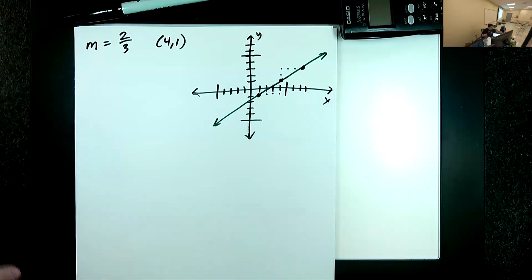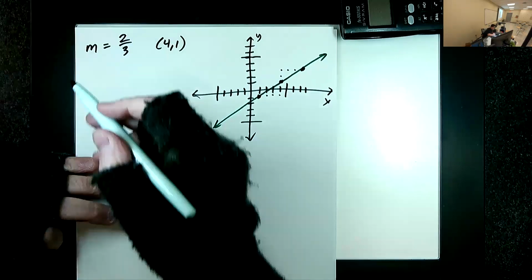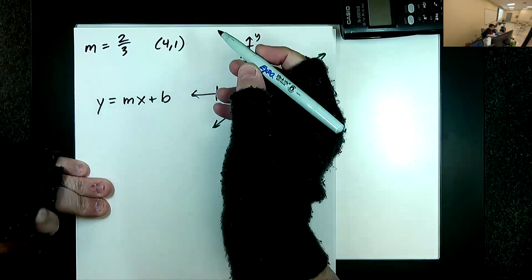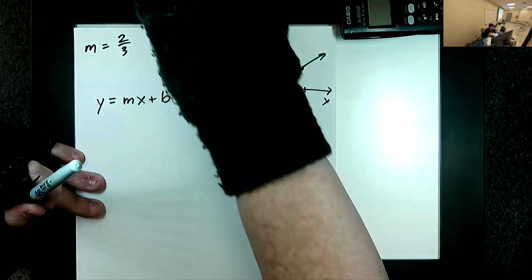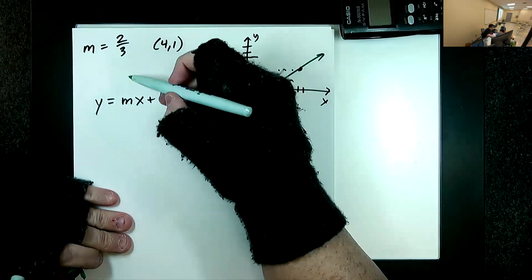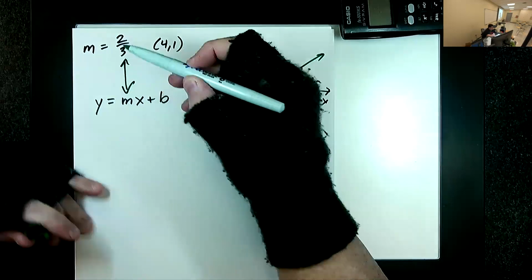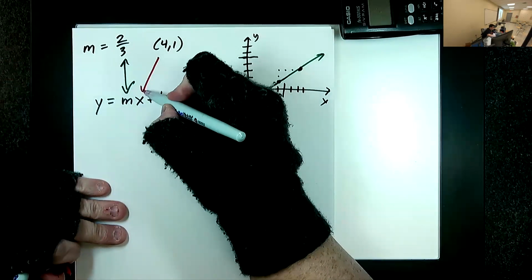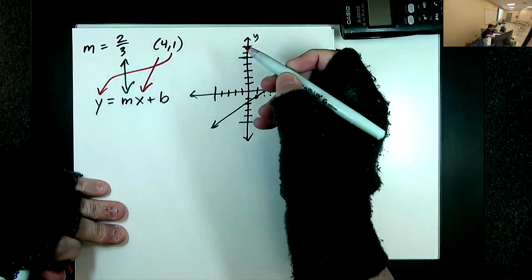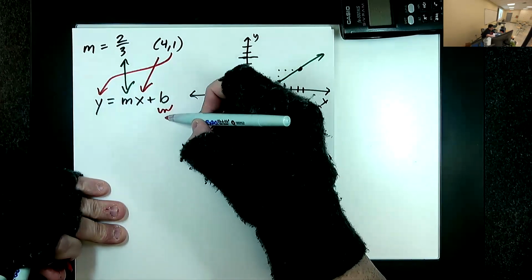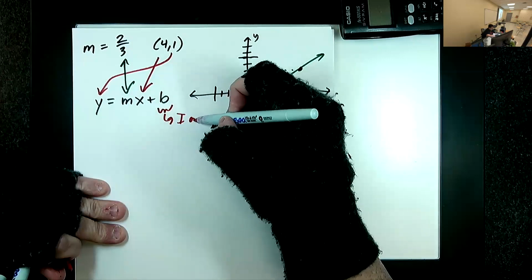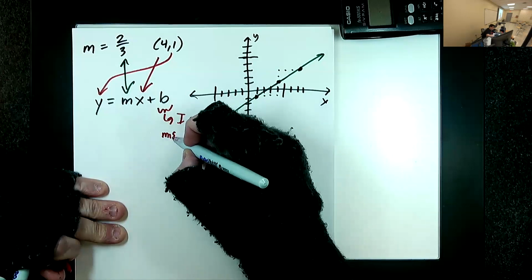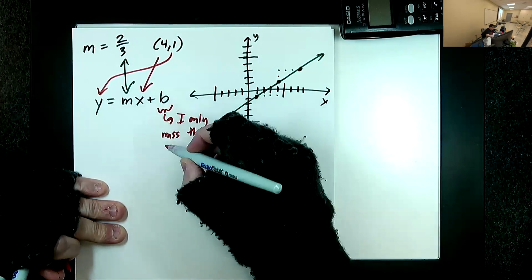So if I want to write an equation, here's one way we can do it. Start with y equals mx plus b. I have my m. I have an x, and I have a y. I only don't have the b. I only miss the b. So we can solve for b.